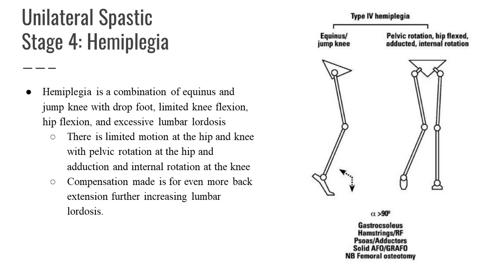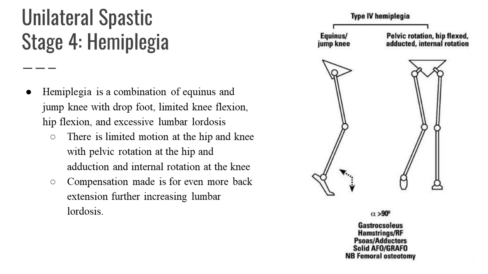The next gait pattern we're going to be looking at is called hemiplegia. This is a combination of equinus and jump knee with drop foot. So basically a combination of everything we've looked at so far. There's limited knee flexion as well and hip flexion, as well as excessive lumbar lordosis.